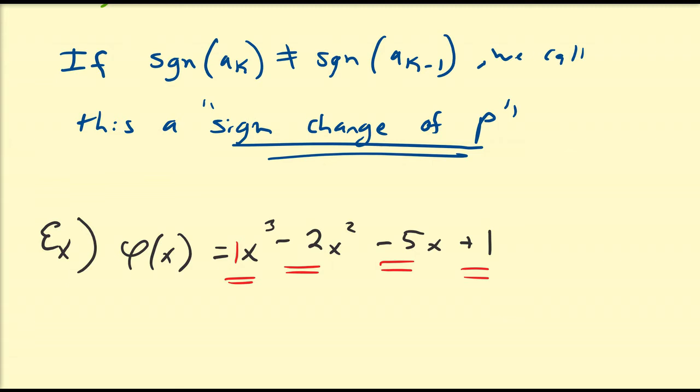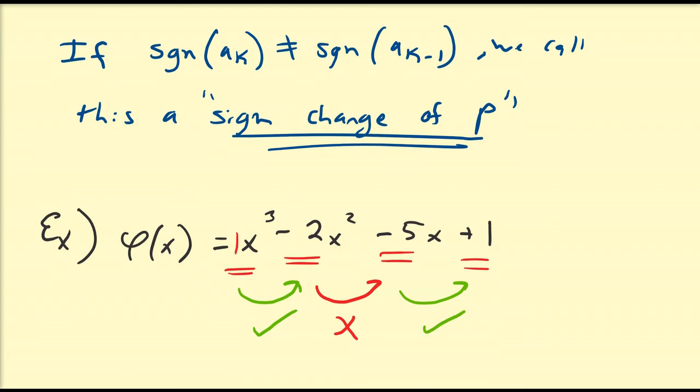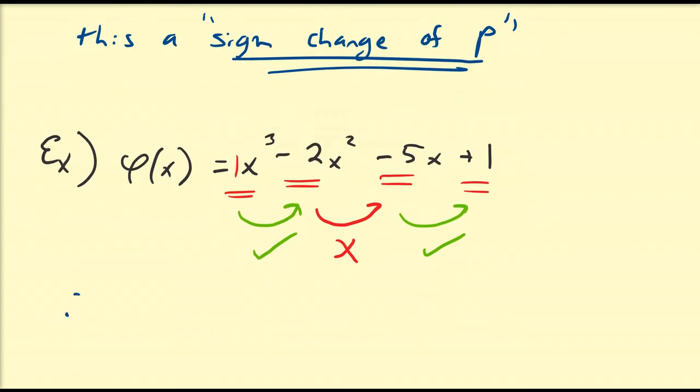So the sign of 1 and the sign of -2 are not equal. Therefore, this is a sign change. But if you look from -2 to -5, they have the same sign. So this is not a sign change. But if you look from -5 to 1, they are different signs. Therefore, this is a sign change. So therefore, the function phi has two sign changes.